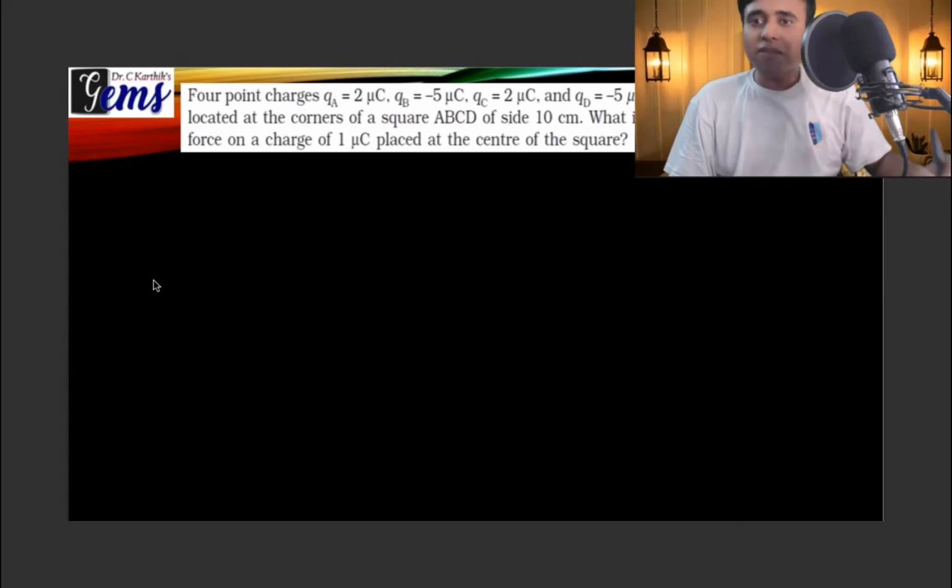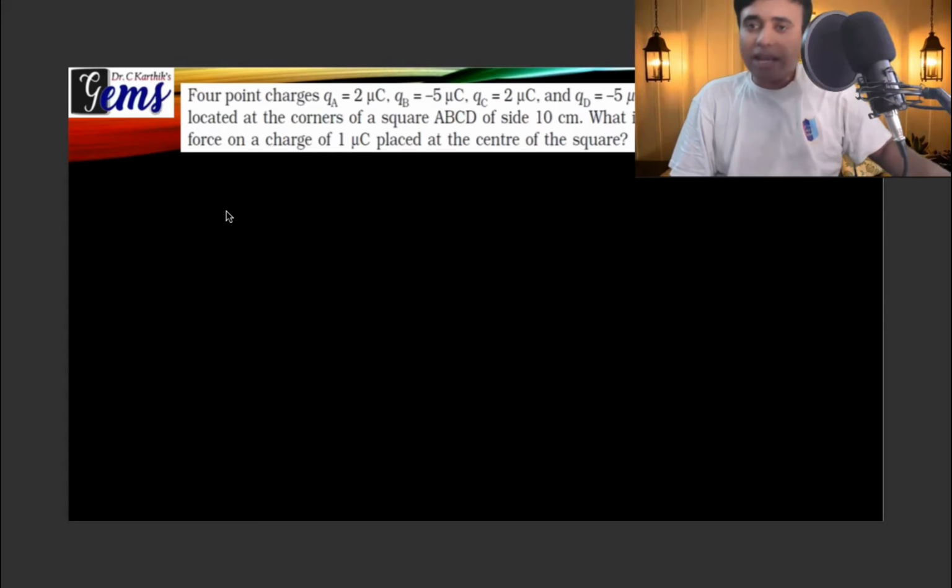Okay, so let us start with this question. Four point charges: QA is equal to 2 microcoulomb, QB is minus 5 microcoulomb, QC is 2 microcoulomb, and QD is minus 5 microcoulomb, are located at the corners of a square ABCD of side 10 centimeter. What is the force on a charge of 1 microcoulomb placed at the center of the square?